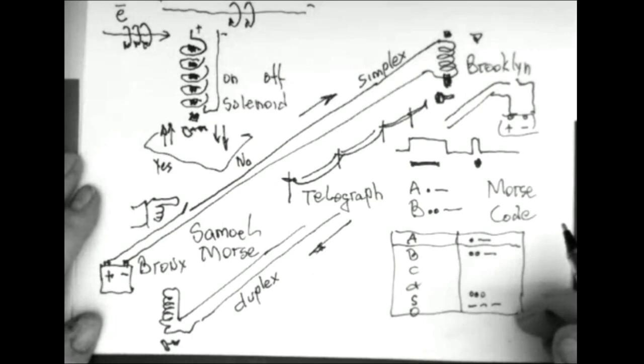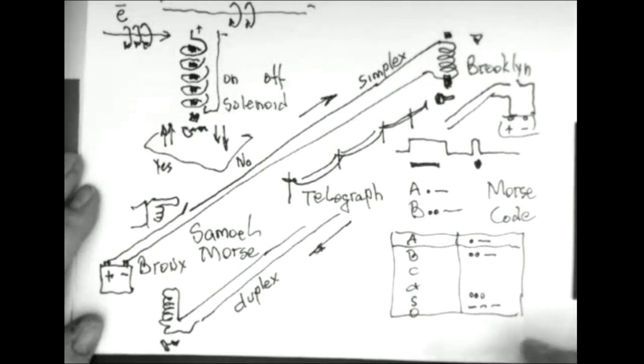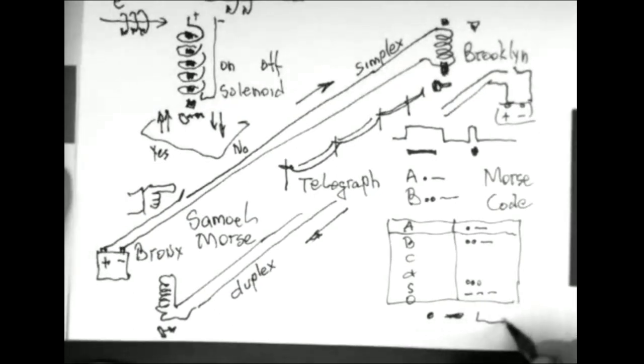But folks, the disadvantage of this is the following. You have three code elements. Three. What are three elements? The dot, the dash, and the space. Without space, you cannot recognize dots and dashes.